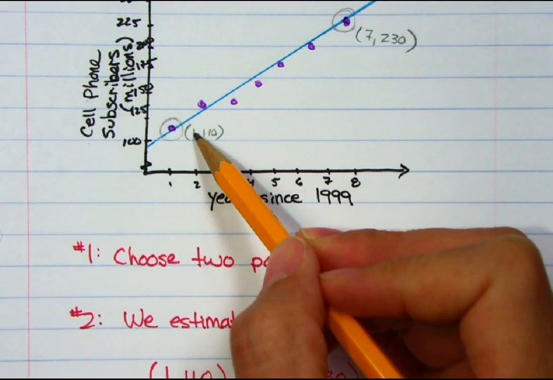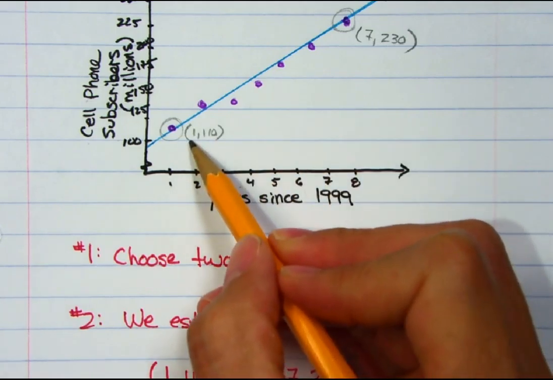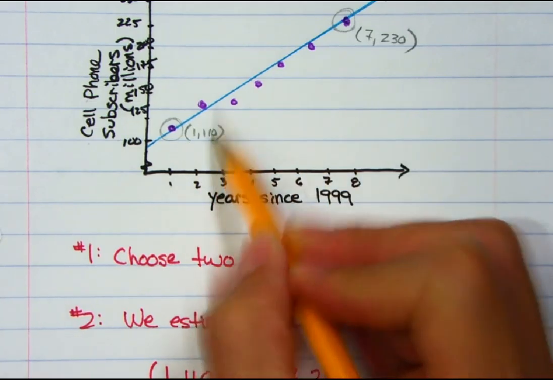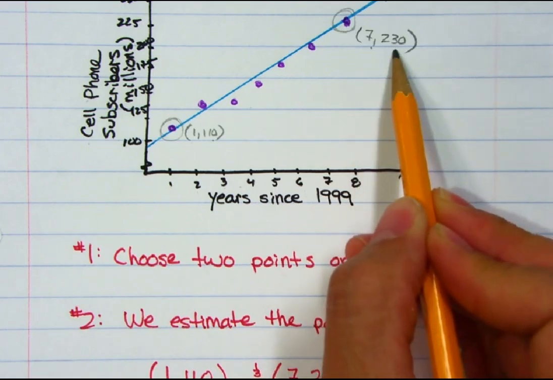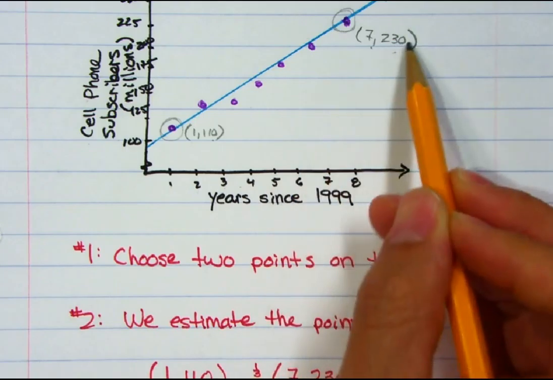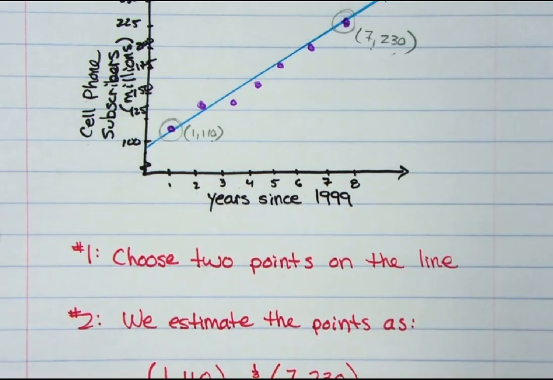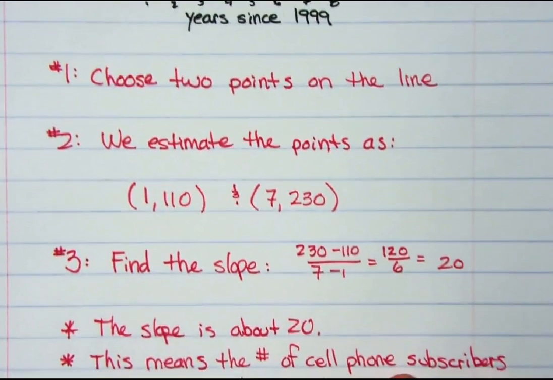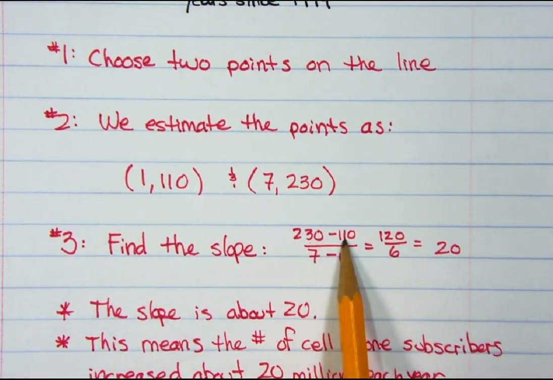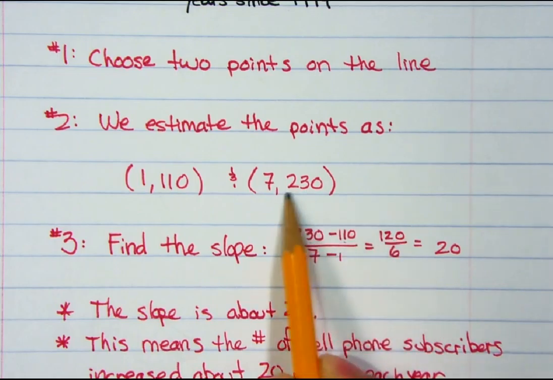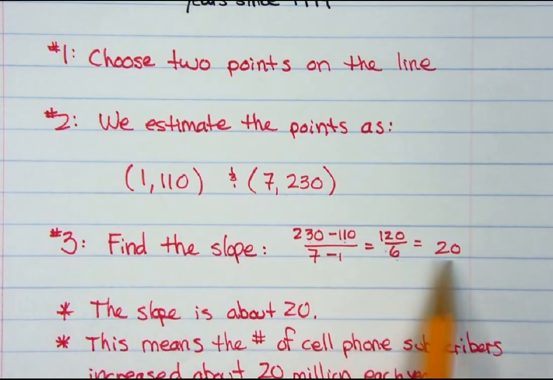So 1 year after 1999, which is 2000, there was about 110 million. 7 years after 1999, which is 2006, there would be 230 million. Okay, that's where those data points come from. I want to then find the slope of those points. So I say, look, from 230 to 110 is 120, and from 7 to 1 is 6. If I divide, I get 20.